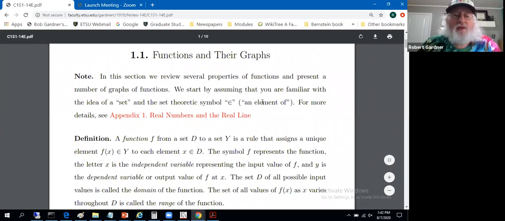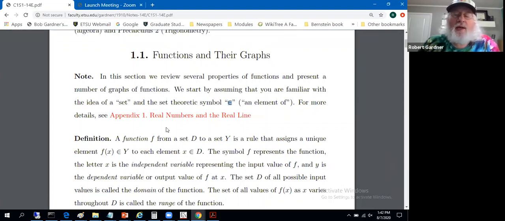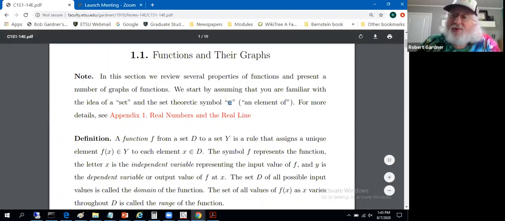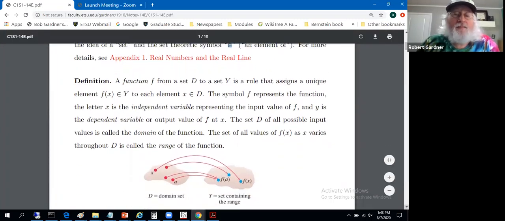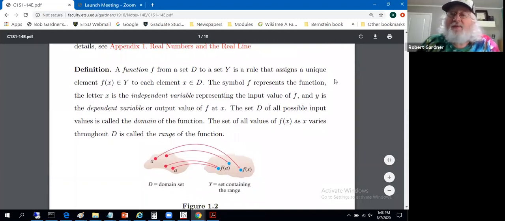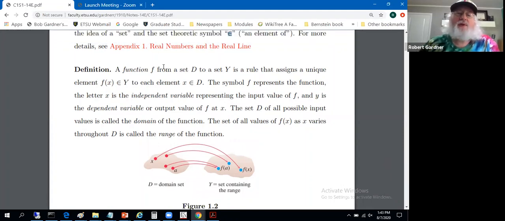So we'll start by assuming you're familiar with the idea of a set, and this set theoretic symbol of is an element of. See the appendix. I'd say please check out Appendix A1 and Appendix A6, which describe the real numbers axiomatically. A little bit dry in places, no doubt, but it does set up the collection of numbers that we're dealing with throughout calculus. So a function, we'll actually define a function between sets, and then the sets we deal with are usually the sets of real numbers.